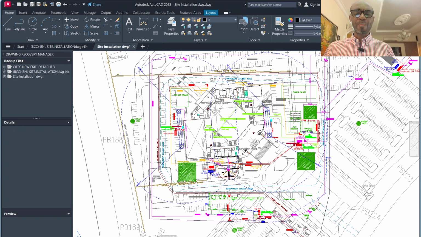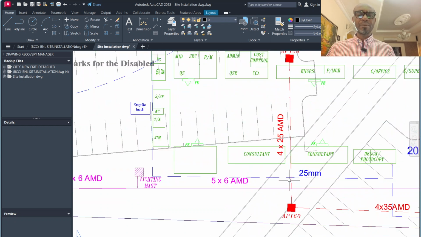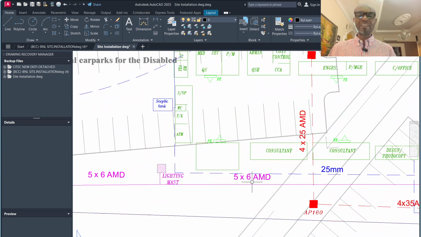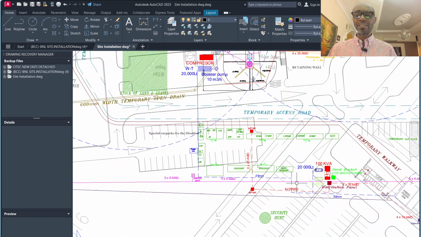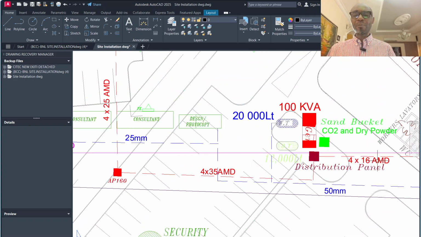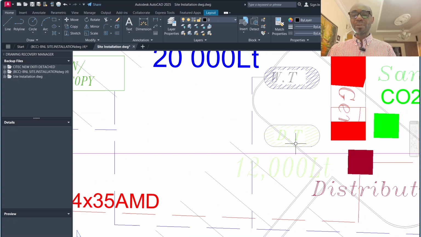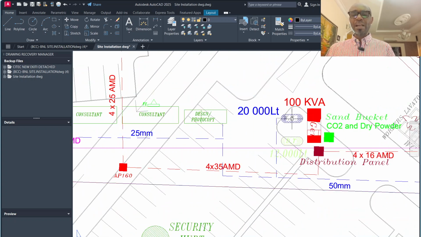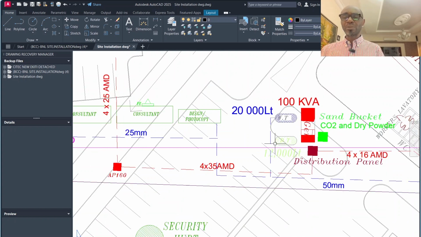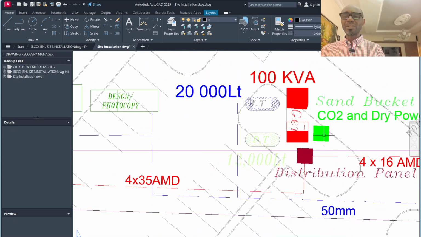As you can see, this size of armored cable, 5x6 cable. This is 4x16. This is a 100 kVA generator. This is a 20,000 liter water tank. This is a diesel tank, 12,000 liter diesel tank. So this tells you how many you need to provide of the 20,000 liter water tank. This you provide a 12,000 liter diesel tank. This you are going to provide a CO2, a dry powder, in case of fire.